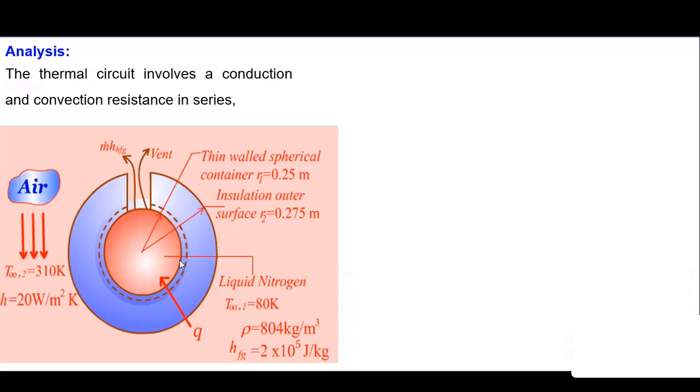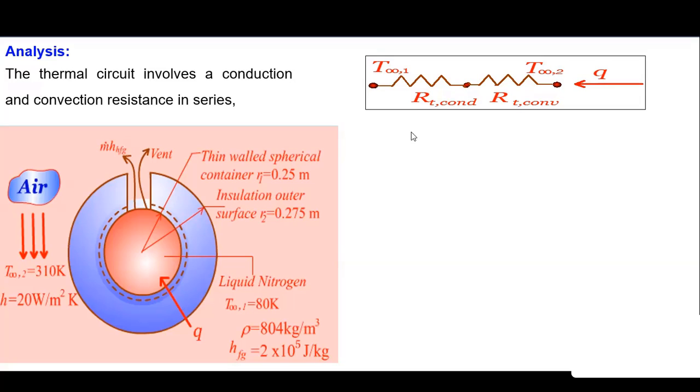So directly we have the container outer surface temperature of 80 K and the environment temperature of 310 K. The heat transfer coefficient is 20, and this thin-walled spherical container has an outer radius of course taken as 0.25 meter, and the insulation outside surface R2 is 0.275 meter. So if you add all these things, you have two resistances in series between temperature T infinity 1, which is 80 K, and T infinity 2, that is 310 K. One is offered by the insulation, the other one is offered by the convection.